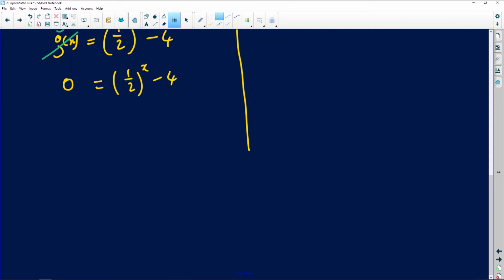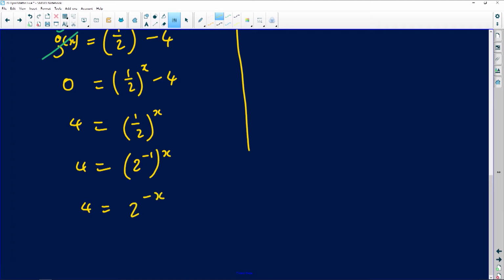I'll add 4 on both sides, which is as good as transposing 4 to the left. I'll have half to the power of x. I'll change this to exponential form, my fraction. It is 2 to the power minus 1 to the power of x. When you've got same exponents, grade 9s will tell you you must multiply them. It's 2 to the power of minus x.